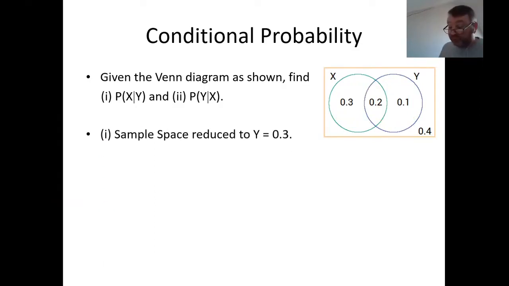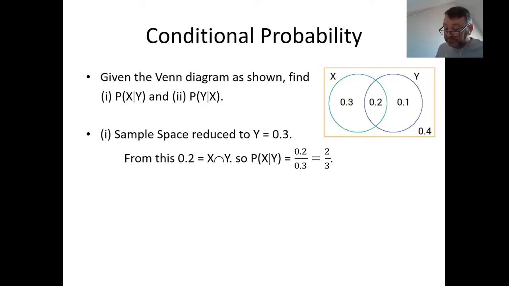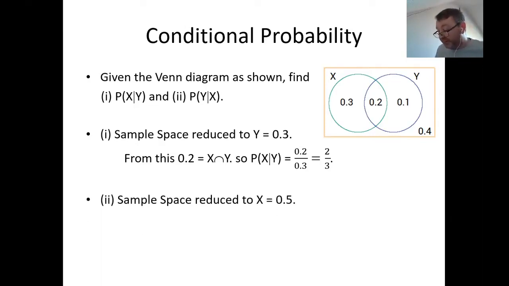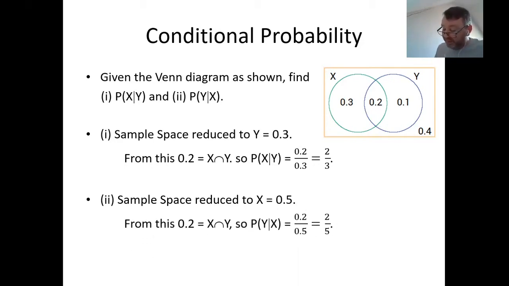So you could use the formula as well. Your sample space is reduced to y equals 0.3, and from this we've got x being equal to 0.2, as I went through a moment ago with you. So you put the intersection over the total in y, and that becomes 2/3. For the second one, we are down to 0.5. That's your sample space reduced down to that, and out of that 0.5, only 0.2 belongs to x, the overlap, so that's 0.2 over 0.5, which is 2 over 5. That's it. So it's clear to see that they are not commutative, okay? So they don't do the same thing forwards and backwards, and that's extremely important.